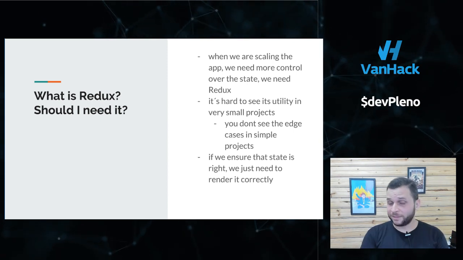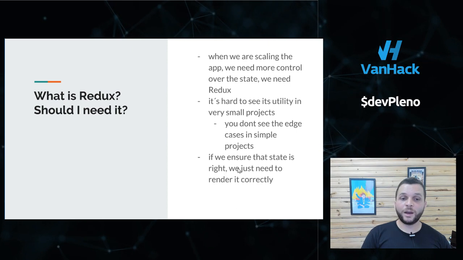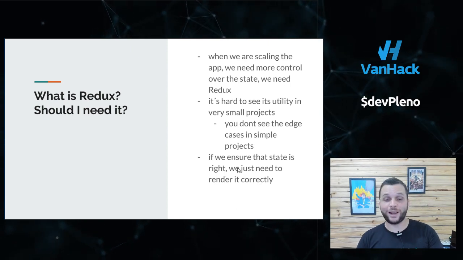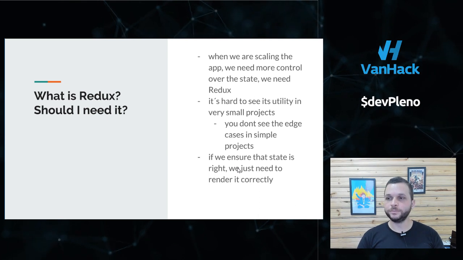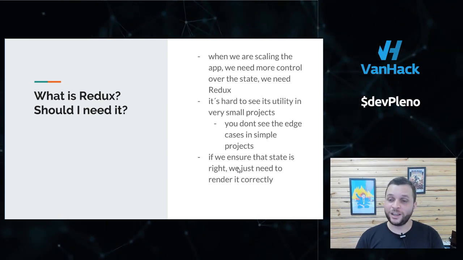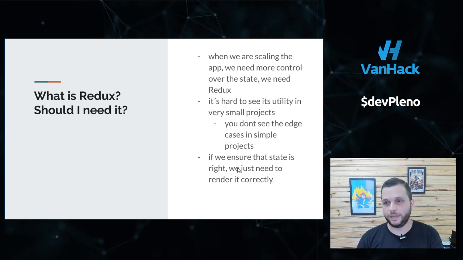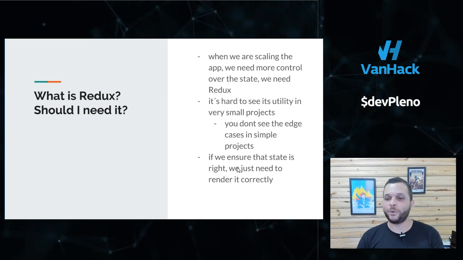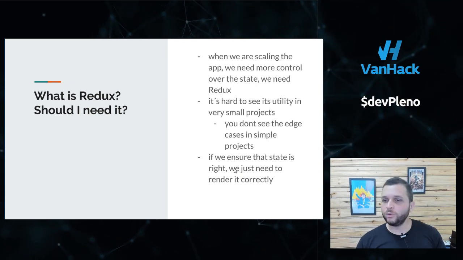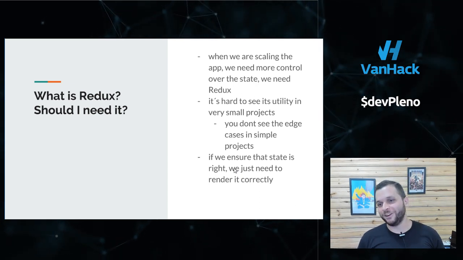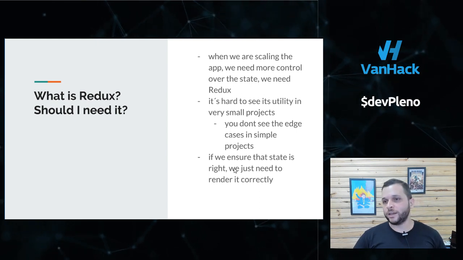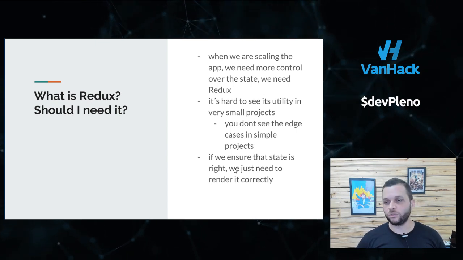And the best thing about this: if we code correctly, we can ensure the state of the application. So if the state is okay, we just need to render it correctly. So the React part of this puzzle is just to show the information on the screen. So Redux will take care of the data, and React will take care of how to show this data on the screen. Okay?